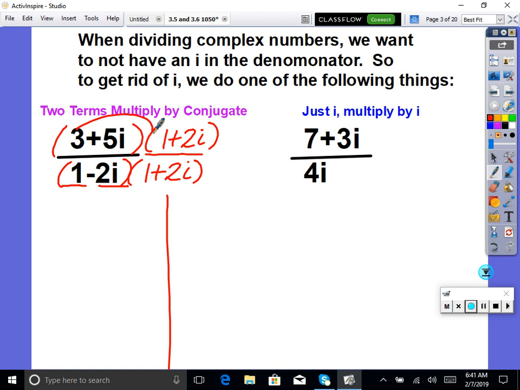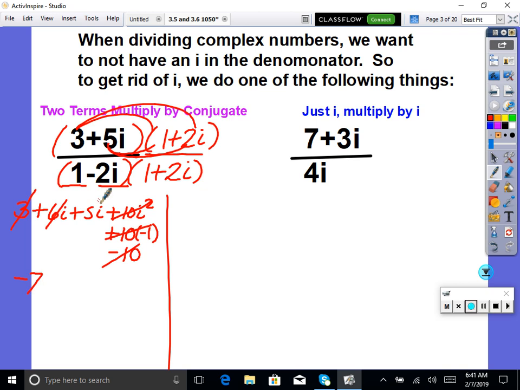3 times 1 is 3. 3 times 2i is plus 6i. 5 times 1 is plus 5i. Right here, don't be that person that messes this up. So plus 10i squared. Then we have plus 10 times -1. So that's minus 10. So now combine my real parts with my real parts. So that's -7. 6i plus 5i is plus 11i. So that's our top.